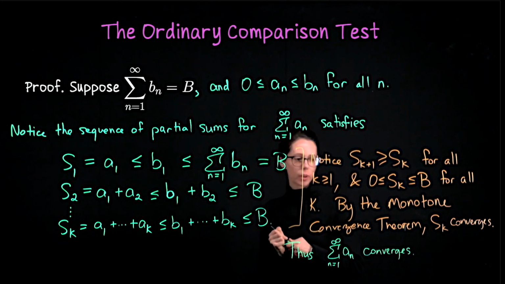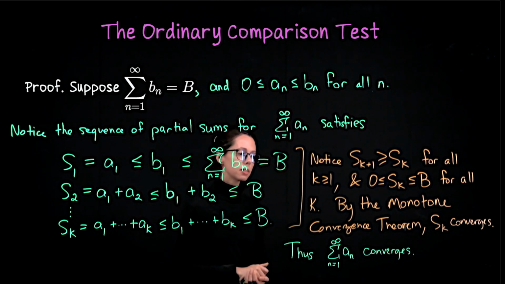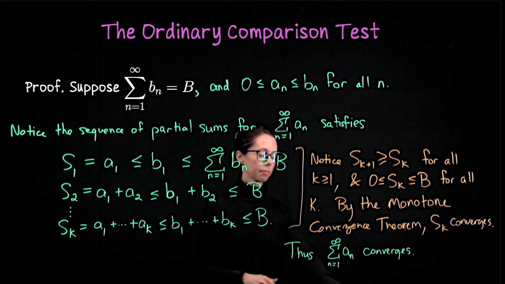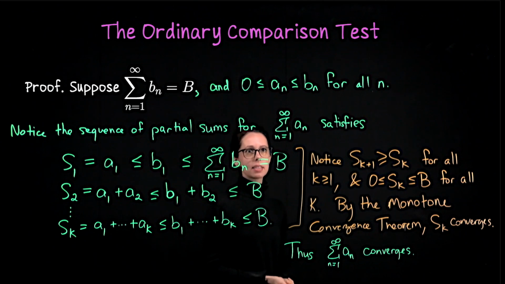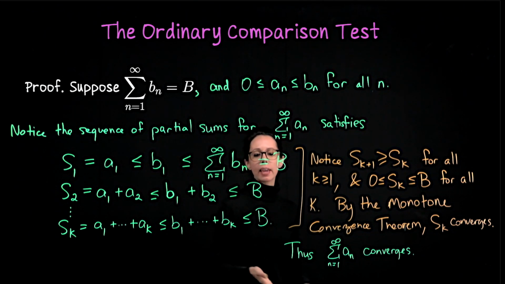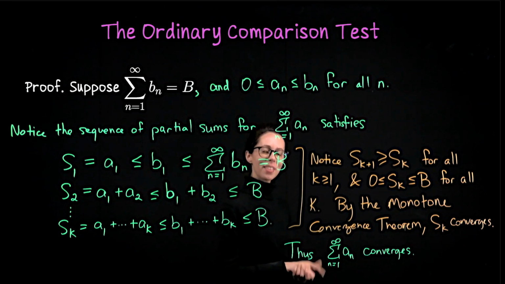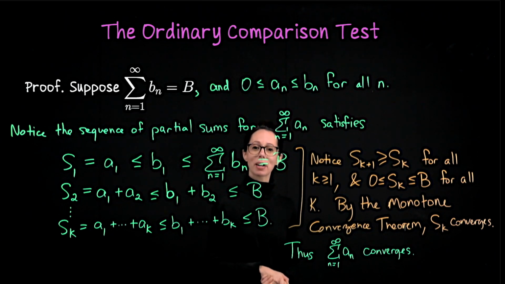It would converge to whatever the limit of the sequence of partial sums is. We know that limit exists by the monotone convergence theorem. I can't tell you what it is. I guess the best thing I could say at this point is it's less than or equal to the number B. All right, so that concludes the proof of the ordinary comparison test. In the next video, we will look at another comparison test called the limit comparison test.